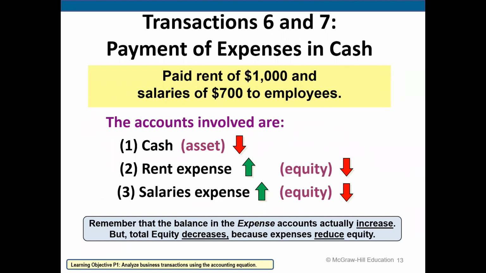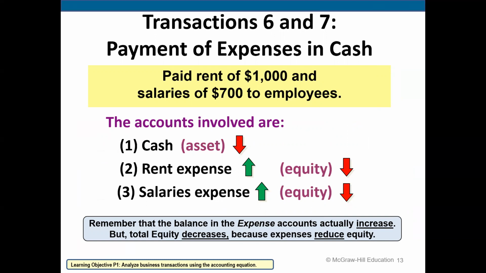6 and 7, we have payment of expenses for cash. So we paid our rent of $1,000, and we paid salary of $700 to employees. So our cash will go down, and our rent expense will go up. This is a little confusing because expense accounts, when they increase, that actually reduces our equity. And so sometimes that can throw people off.